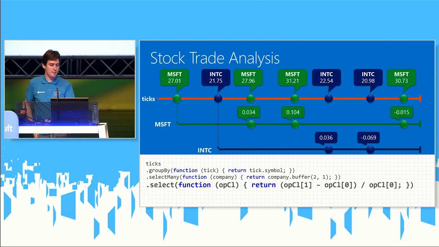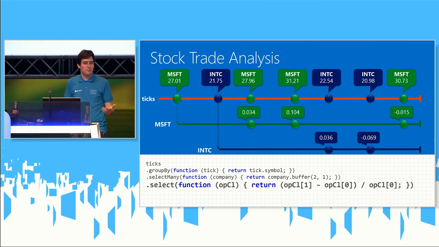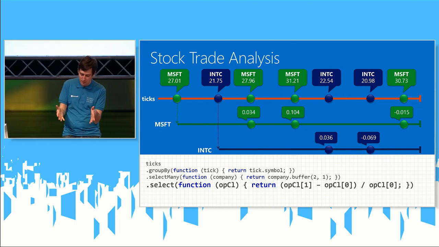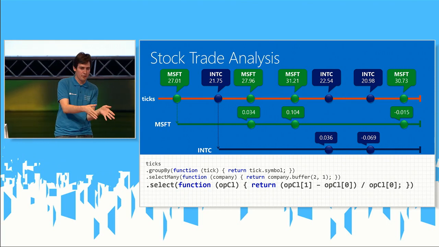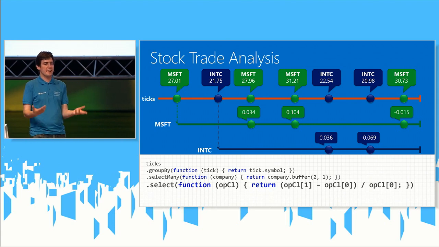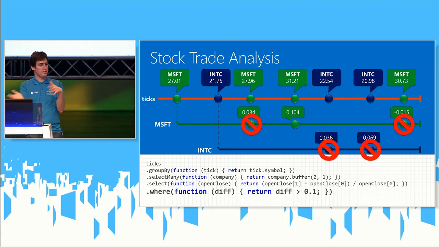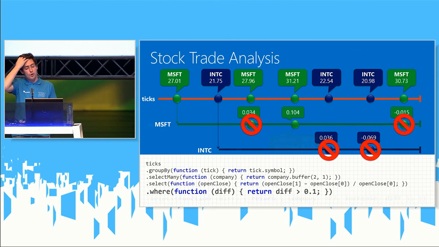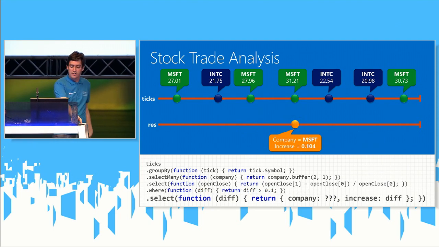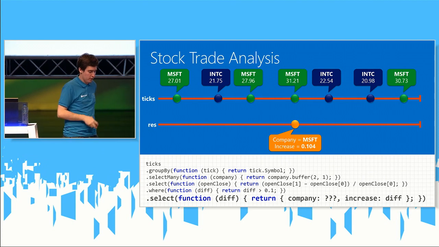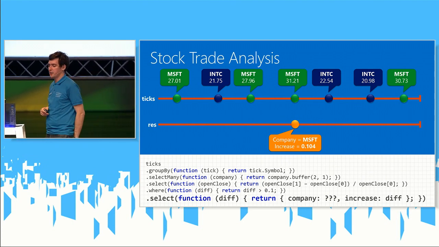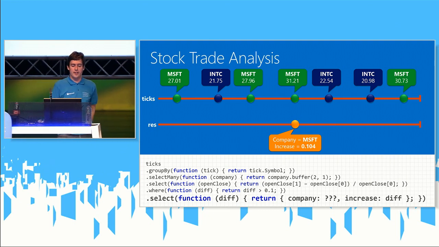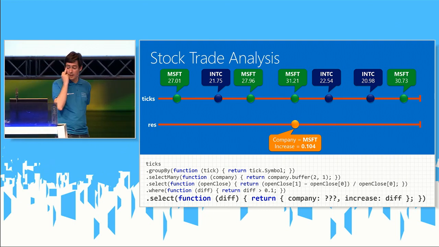Now, let me skip back a little bit. Once you have those buffers, what do you do then? High school mathematics, right? You go into the buffers, you get the second value, subtract the first one, and you divide. So you basically get the percentage of change, positive or negative. Next, you do the where, to filter out the ones where the percentage is less than 10%. So only select the ones larger than 10%.